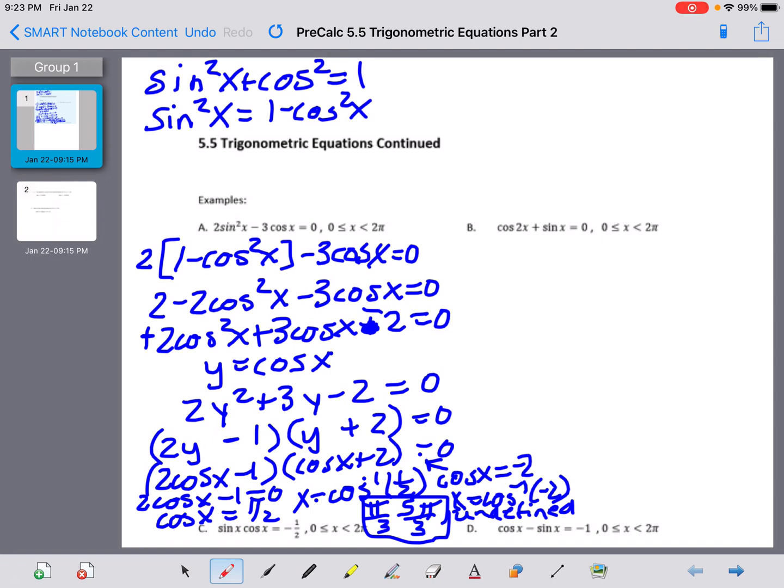Once again, I am seeing sine and cosine. But the one thing I also notice is my angles are not the same. I have an x and a 2x. So my thought is cosine 2x. I have an identity on my purple sheet that I can look for there. Go to your chapter 5 identity sheet and look up cosine 2x.